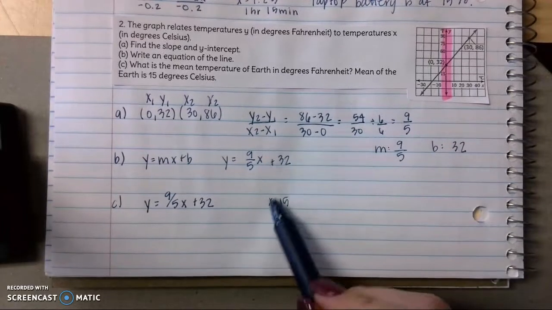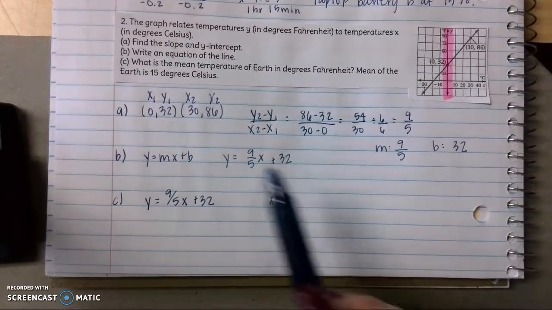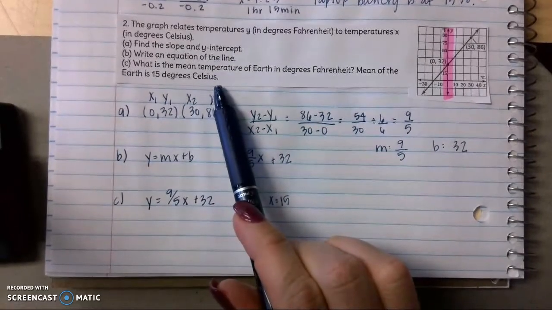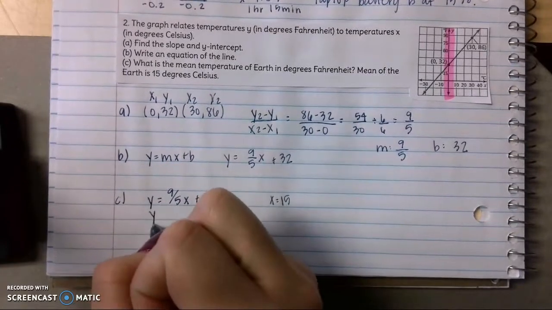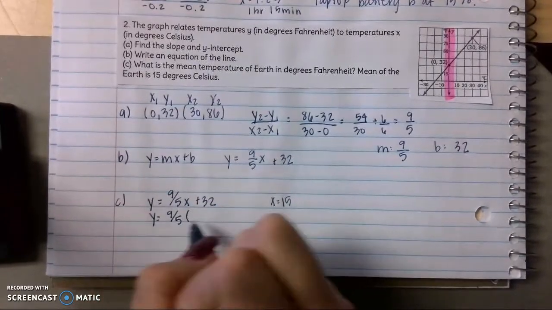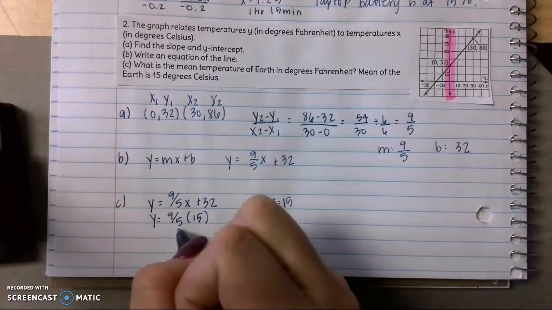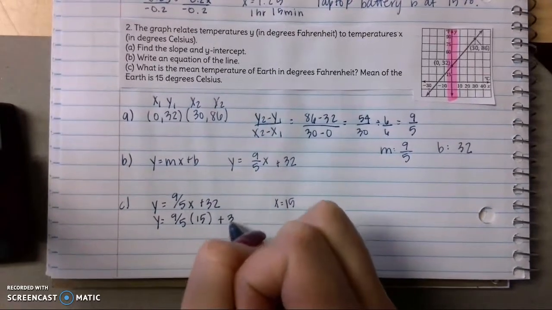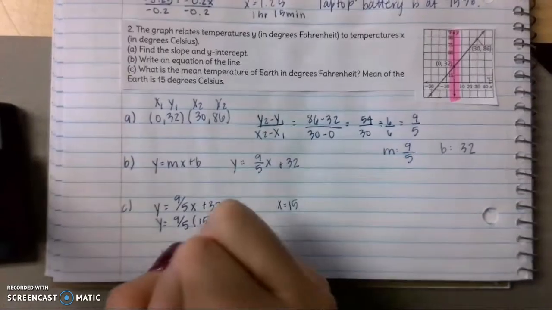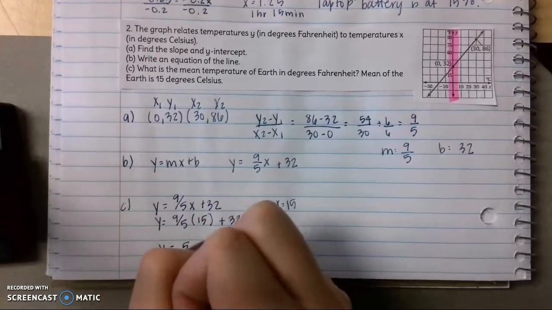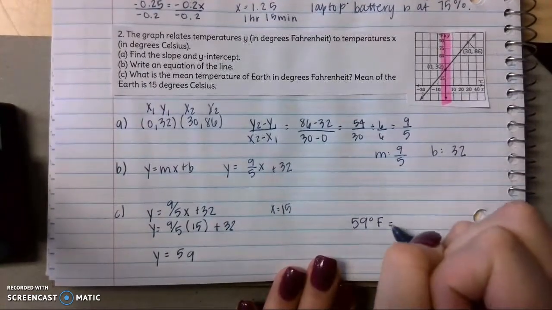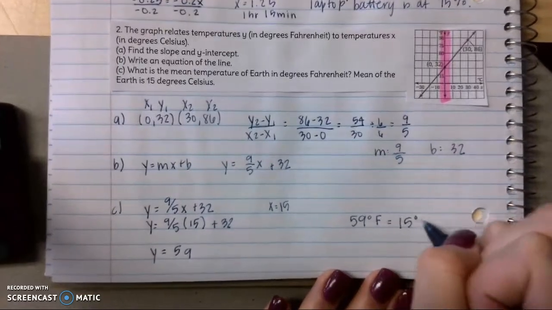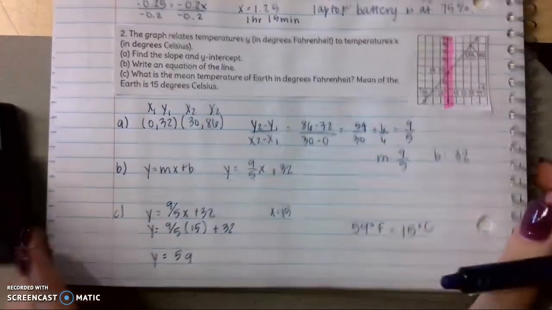Okay, so we're going to plug in when x is equal to 15, because 15 degrees Celsius is what we're going to try to find for Fahrenheit. So y is equal to 9 over 5, times 15, plus 32. When we calculate that, we get y is equal to 59. So 59 degrees Fahrenheit is equal to 15 degrees Celsius. Alrighty, and that's the end of that word problem.